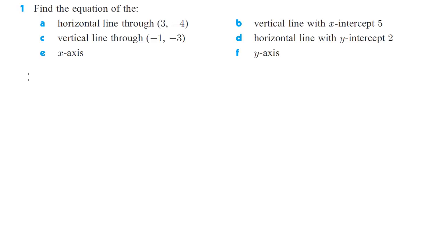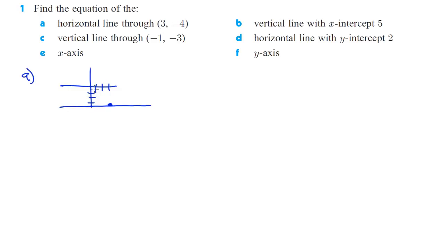Okay, so first one is number 1. Find the equation of the horizontal line through (3, -4). If you want to, you can graph it. Mark 1, 2, 3 and -1, 2, 3, 4. There's the point (3, -4), and now it's a horizontal line here, right? So it goes like this, and they want to know the equation of this line here.